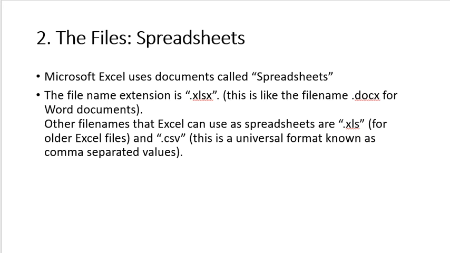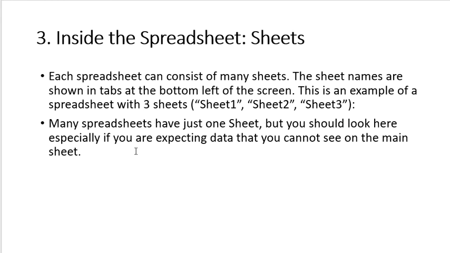So, what's in a spreadsheet? Well, a spreadsheet consists of many sheets, and these are shown in tabs at the bottom left of your screen. So, for example, they'll be called Sheet 1, Sheet 2, and Sheet 3. They're sort of like pages within the document. Many spreadsheets have only got one sheet, but if you're opening something and you're not sure, if something's missing, maybe look and see if it's in one of those other sheets. So let's just have a look.